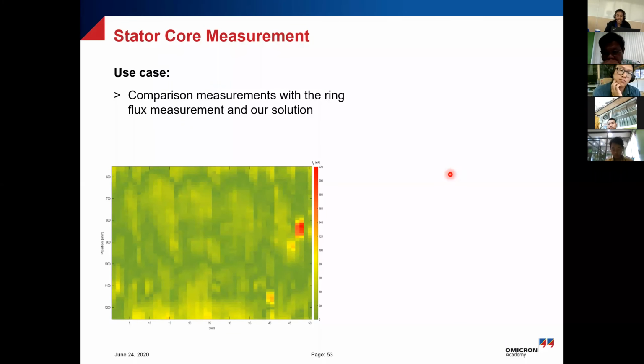So maybe I start the first one. When we were talking about the bathtub curve at the beginning of the presentation, I would like to ask: are there any cases where the rotating machine fails in infant mortality, or in the beginning of its lifetime? In your experience, is it a lot or just a few?